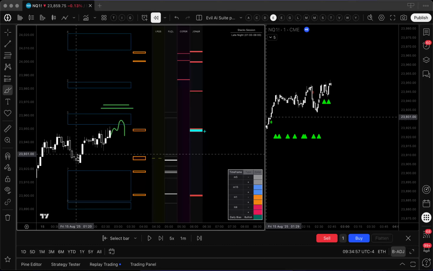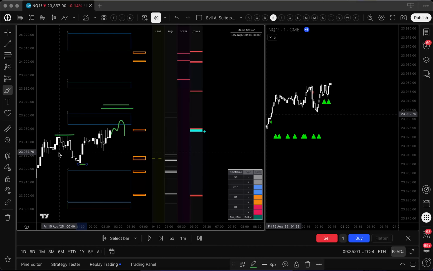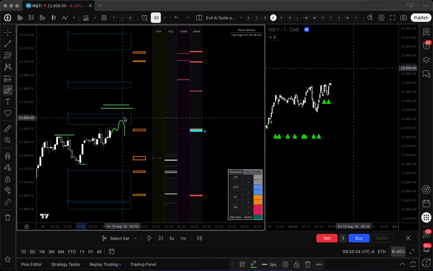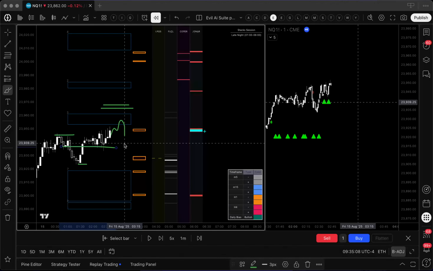Or we're looking maybe at the structure here, thinking, hey, if we come back down to mitigate that structure, we absolutely don't want to expect price to go further than the mitigation, in which case we see it as structure in the way.